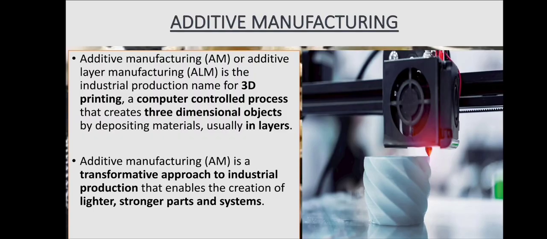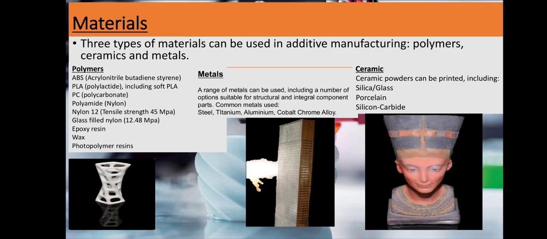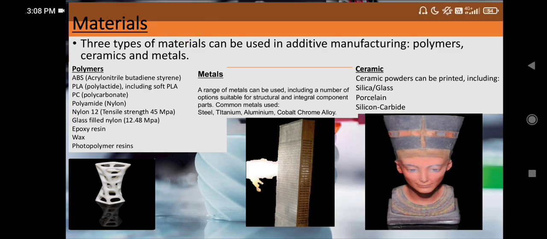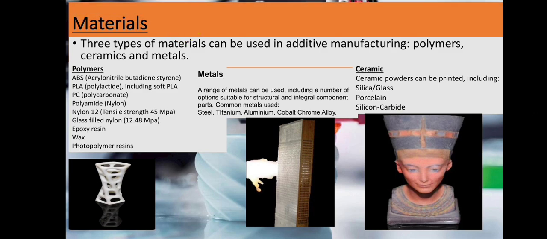So first coming to the definition. Additive manufacturing is layer by layer addition of the material. We will deposit material in the form of layers. Then we will join these layers by using binder or a heating element like laser or electron beam. By the additive manufacturing process we can make lighter or stronger parts and systems. The materials we can use for additive manufacturing products are polymers, metals and ceramics.